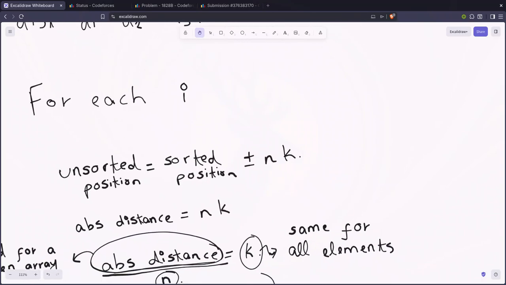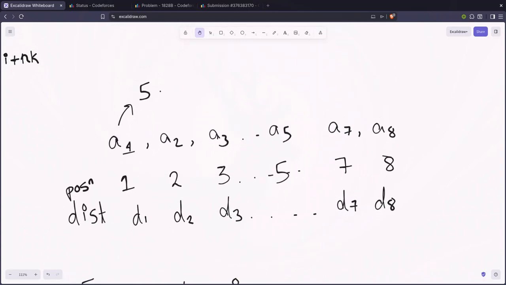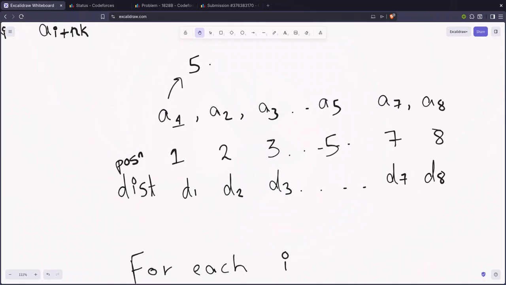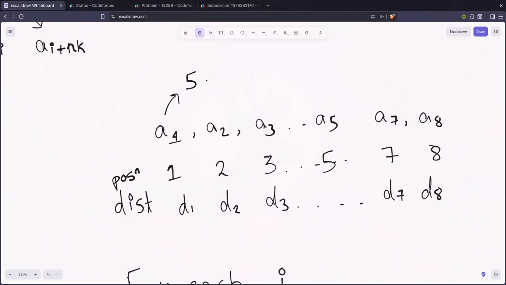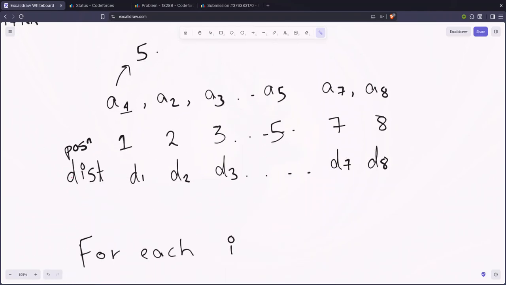So that means for each index i, that is 1, a1, a2, a3, the unsorted position will be, as I said, that this was the number 5, right? The number 5 is at position 1. So in an unsorted array, in this array, the element 5 is present at position 1. So unsorted position 1 is equal to a sorted position. In sorted, the element 5 will go to the position 5, right?